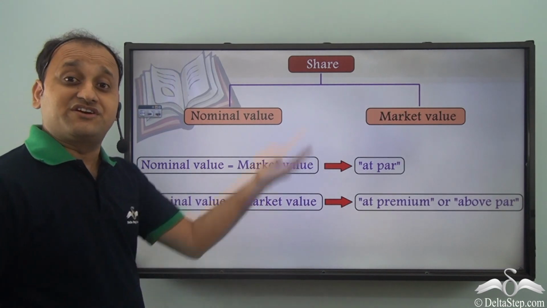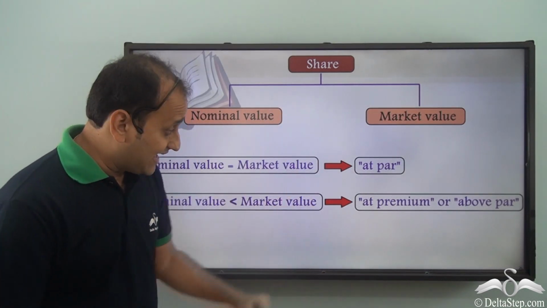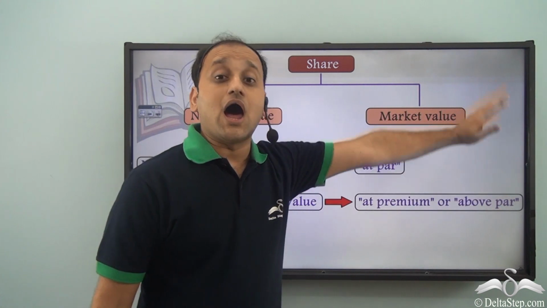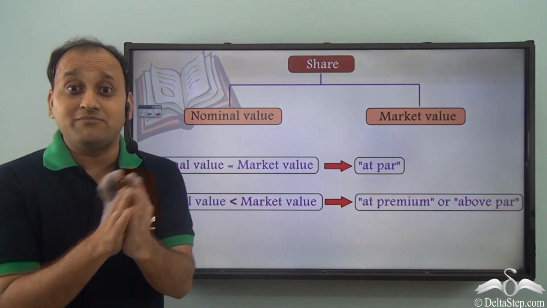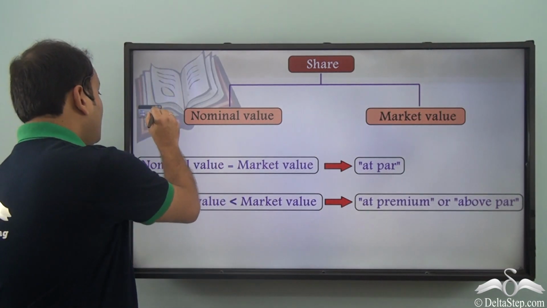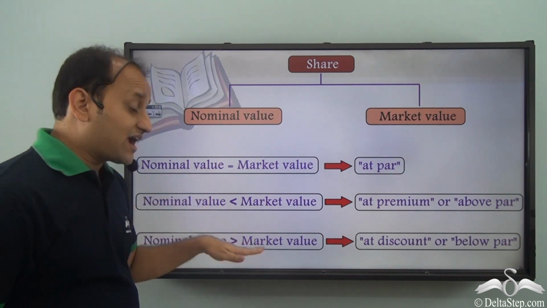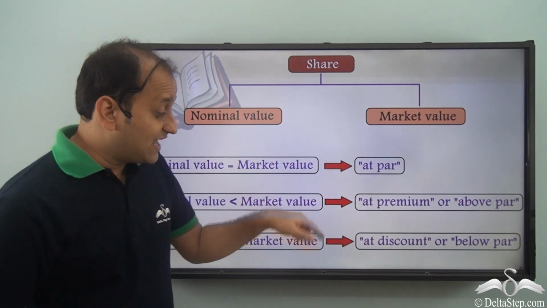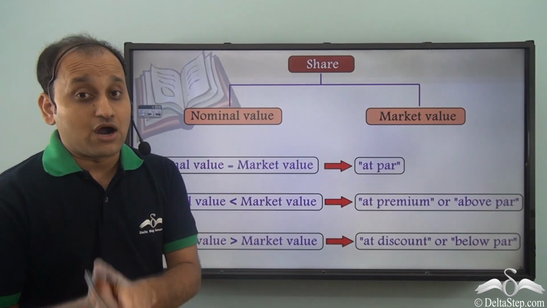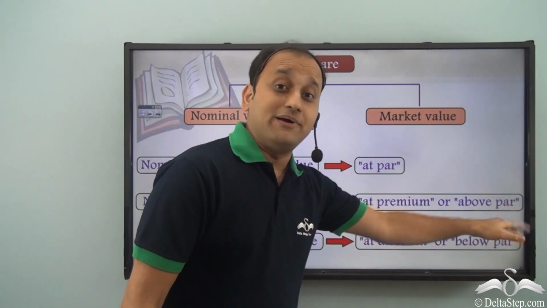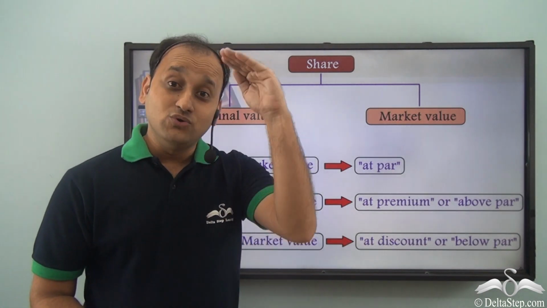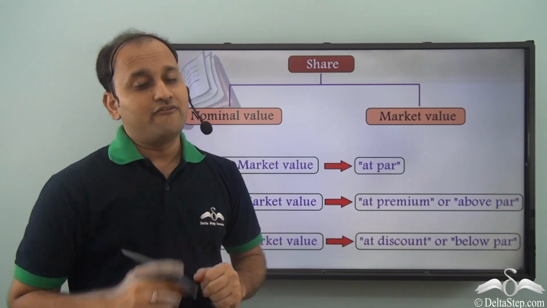Now, if market value is greater than nominal value, then what happens? Then we say that the shares are selling at a premium or above par. So when we talk about at premium or above par, then the market value is greater. And if market value is lower than nominal value, then we say it is selling at discount or below par. So whenever you encounter phrases such as at discount or below par, then you will understand that we are talking about market value lower than nominal value.